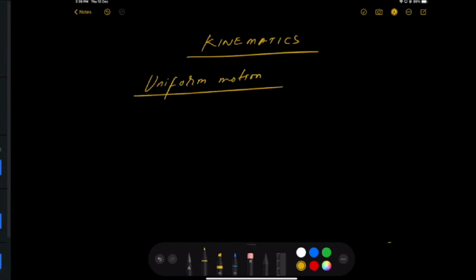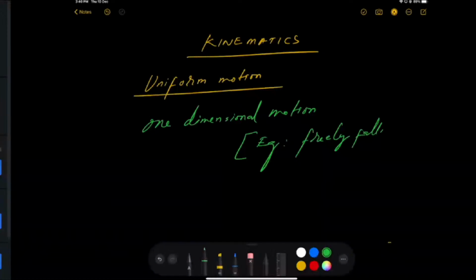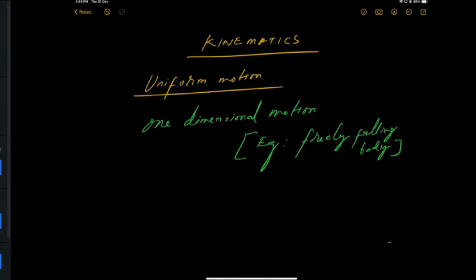Let me write down. So one dimensional motion. Example, freely falling body.